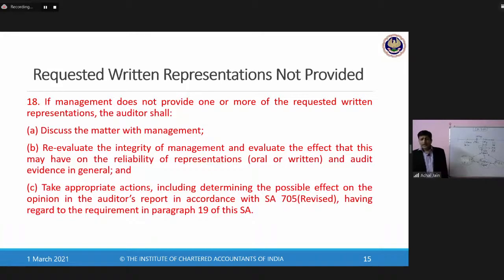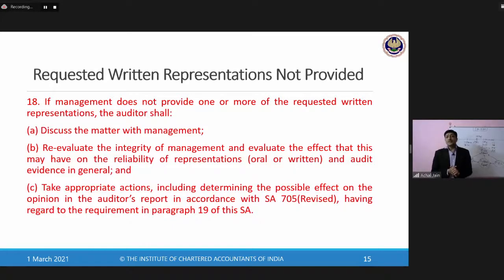The auditor would also reevaluate the integrity of the management and evaluate the effect of this on the reliability of the representations. If the management refuses to provide a representation, this may really put a question mark on their integrity, because as I told you last time, getting information from the management is one thing, having discussions with them, having inquiries and getting their responses verbally is one thing, but when it comes to putting down anything in writing, it becomes very important, or you can say, it's something which is serious.